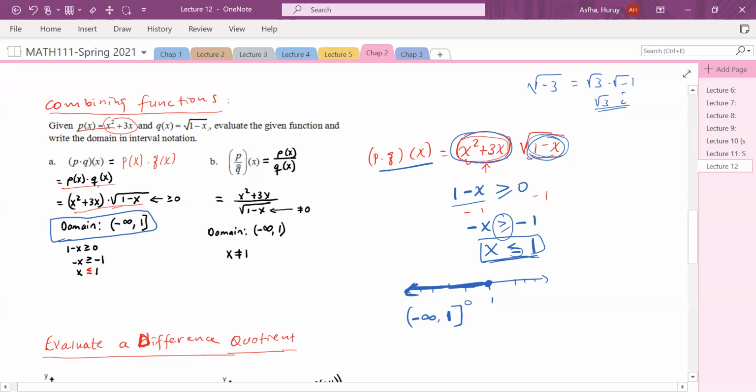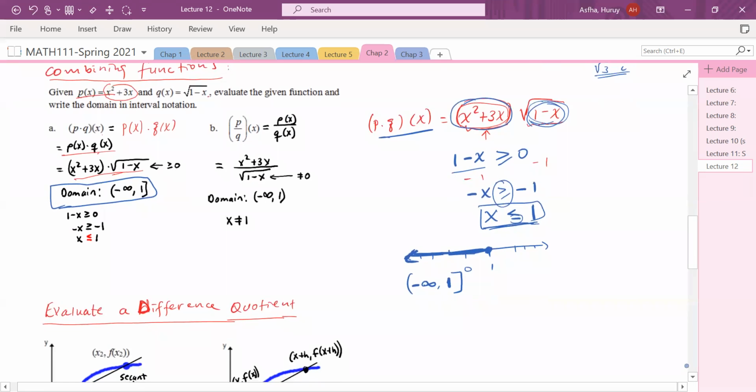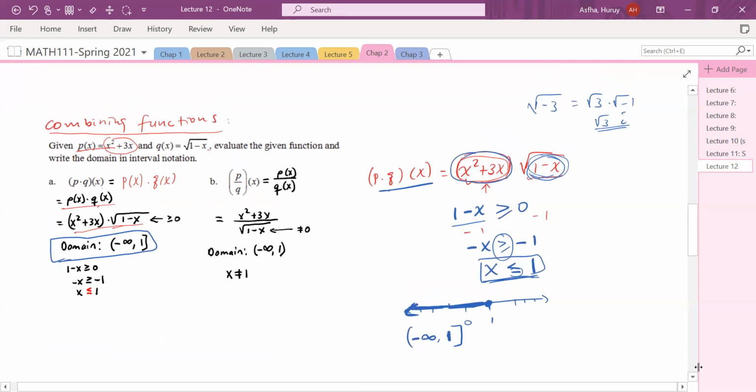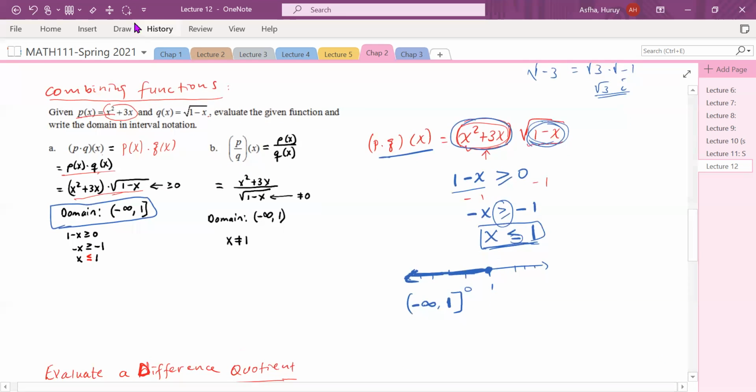Similarly, for p over q of x, by definition this is p of x over q of x. P of x is x squared plus 3x, and q of x is the square root of 1 minus x. Now, this is a bit different from the previous one. There is a slight difference, and we have to be careful about that.